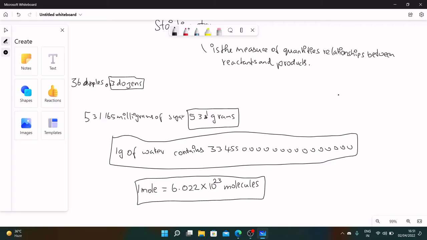You might ask, why is this value 1 mole? Why can't it be something else? Originally, a mole was defined as the number of particles present in 12 grams of carbon-12. Carbon-12 is an isotope of carbon with 12 neutrons. So the amount of molecules that was present in 12 grams of carbon-12 was this number. So 1 mole became this number.